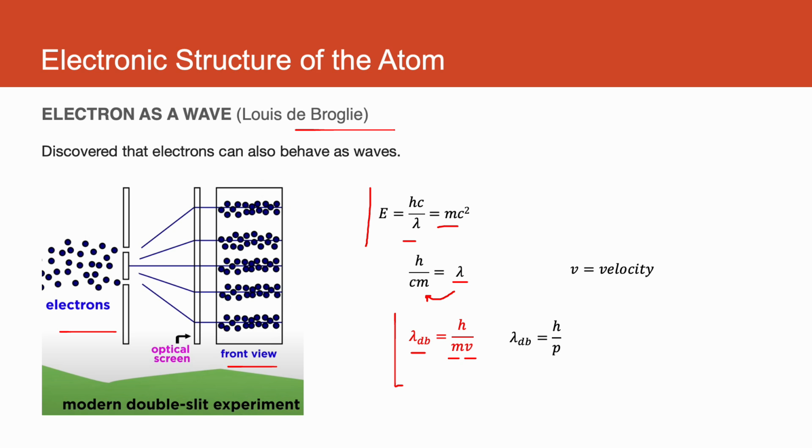Okay, proving that an electron having a mass could have a wavelength, a wave-like characteristic or property. More on that, as you can see here, if you're familiar with your physics in undergrad, your mv is actually your momentum, so the de Broglie equation could actually be written in this form: Planck's constant over the momentum.